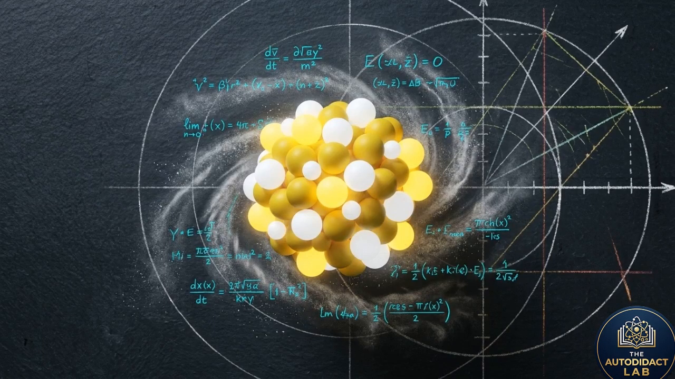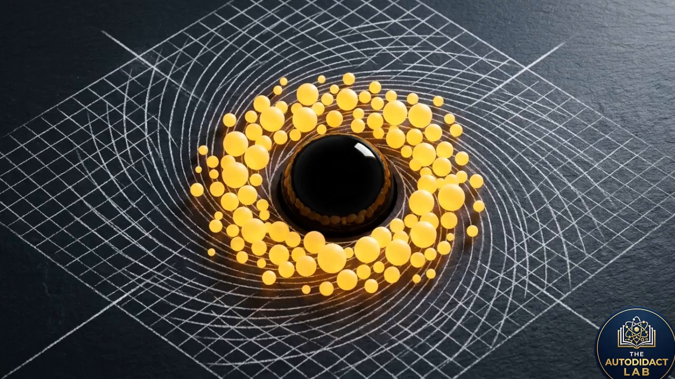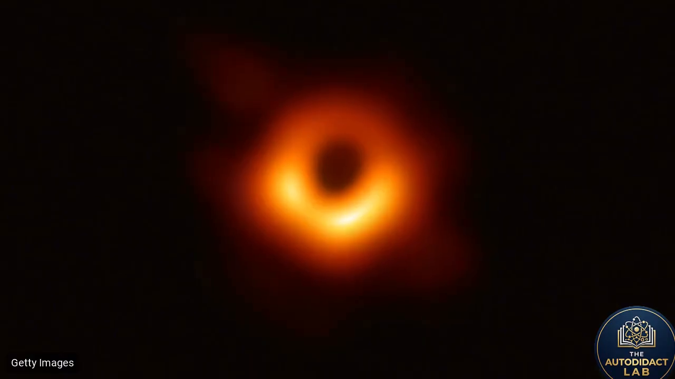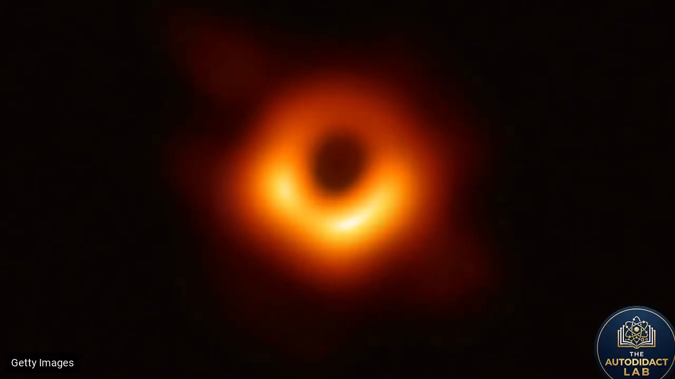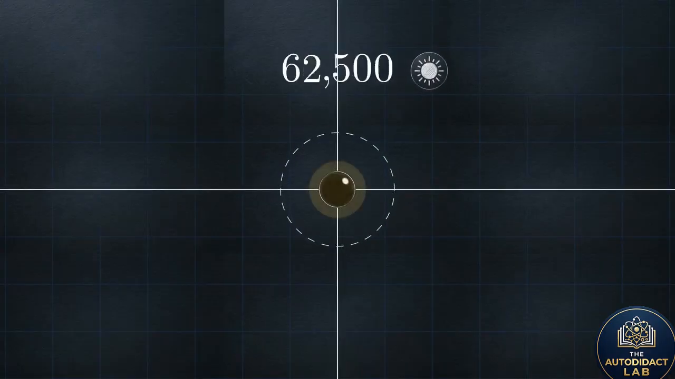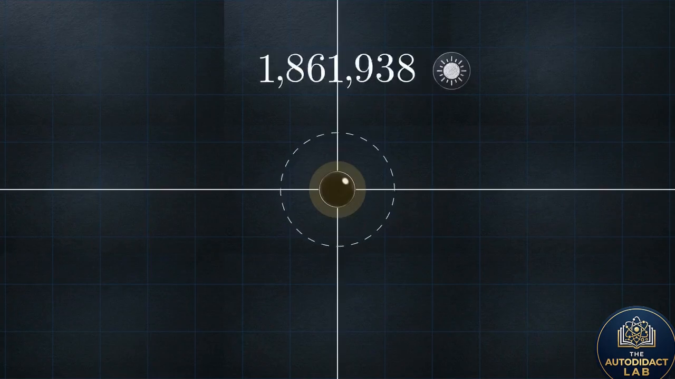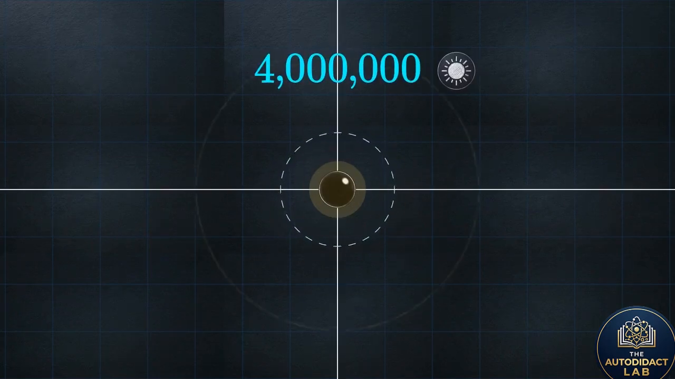For our local baseline, we look to the center of the Milky Way, to the supermassive black hole known as Sagittarius A*. This glowing ring of light is the first direct image of Sagittarius A*. It represents an object packing roughly 4 million solar masses into a single, dense point in space.